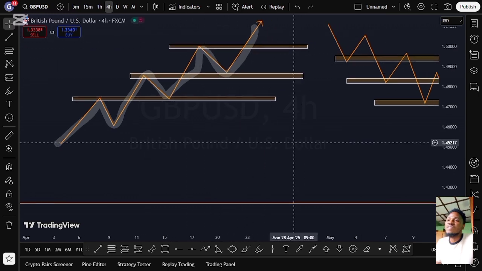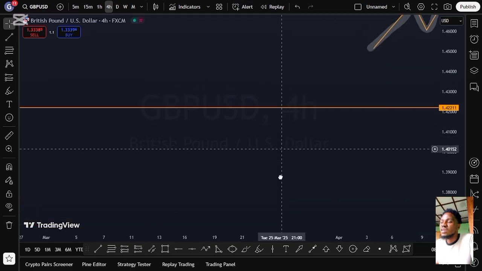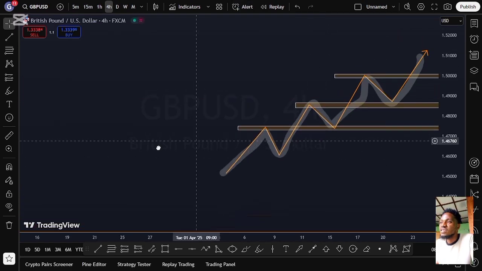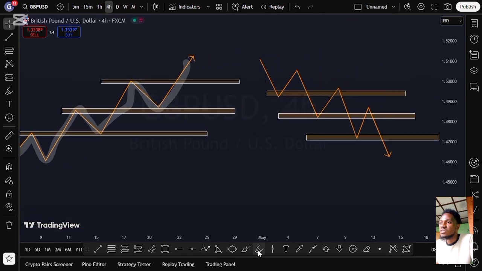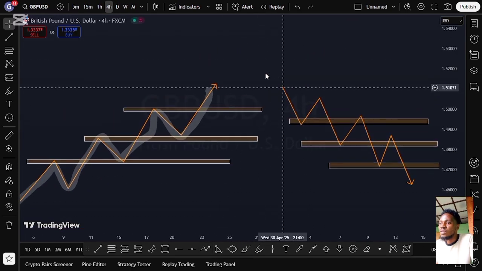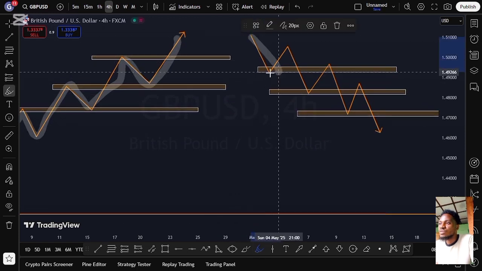It's very simple, as you can see. It's very easy. It's not that complex. Trading should not be that complex. Same thing happened on this side also. Okay, same thing happened here also.